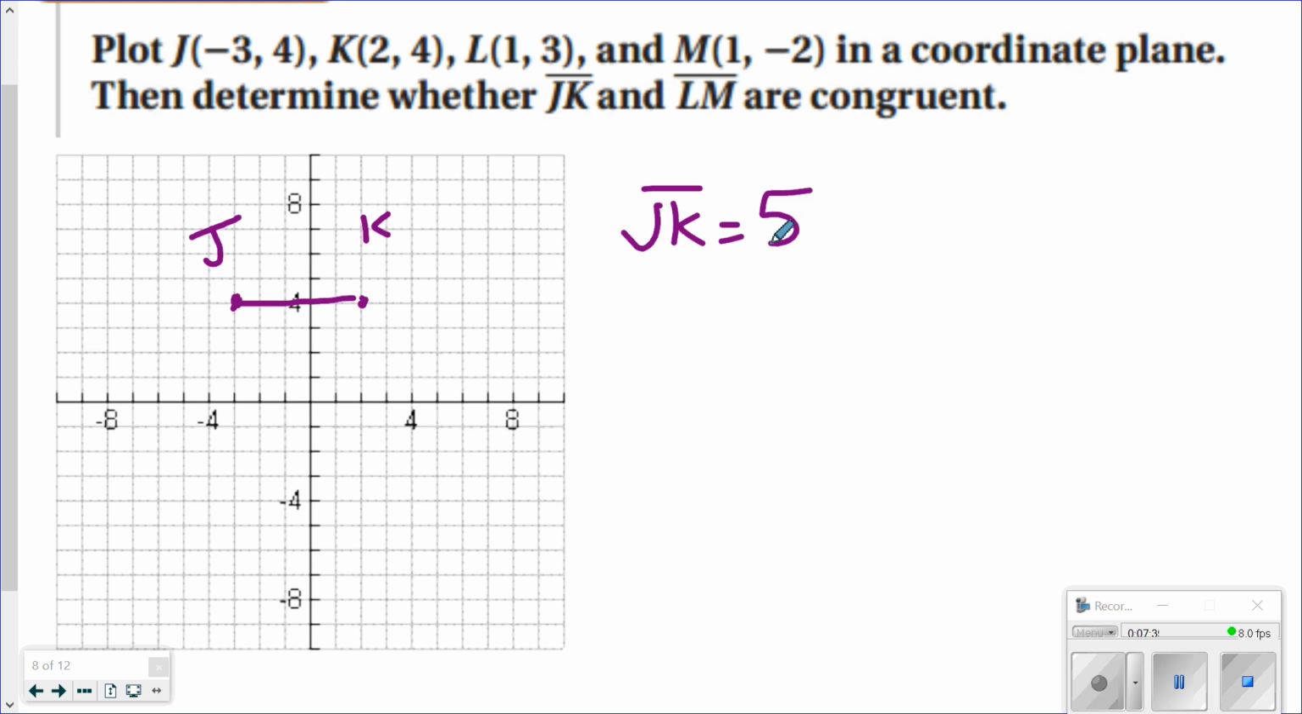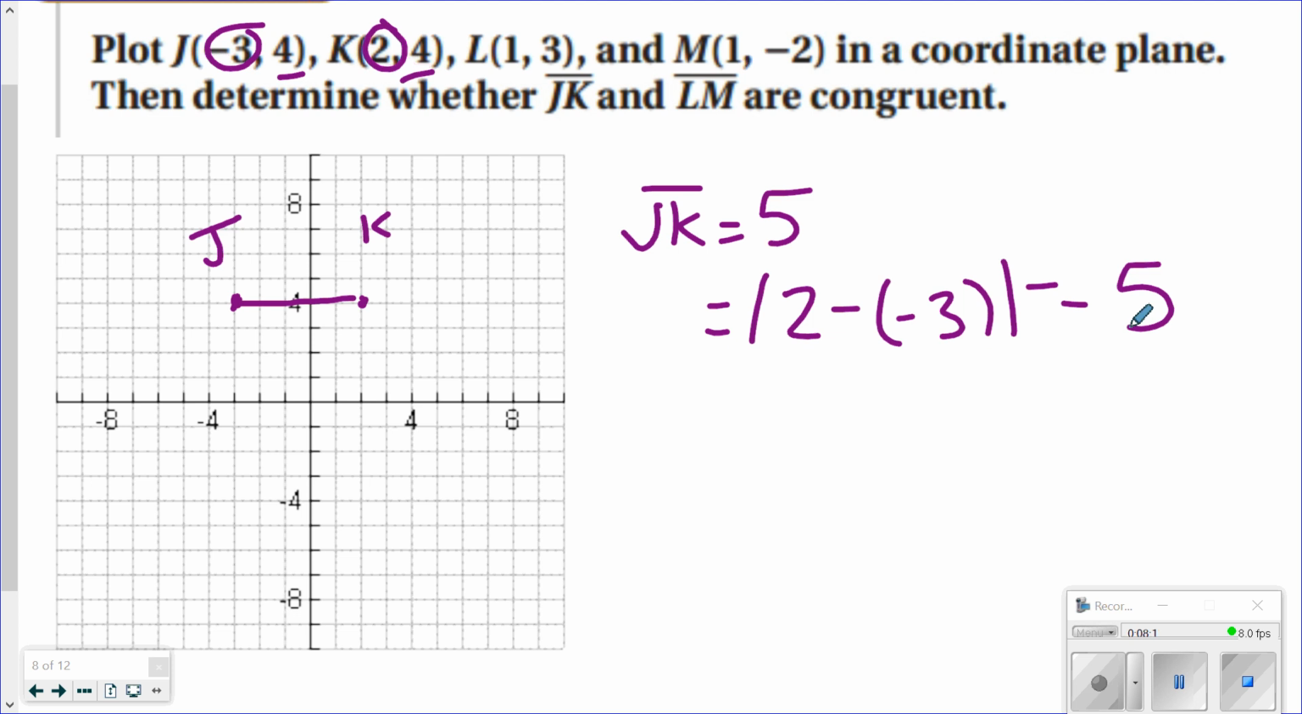We could have also figured this out for JK. If you look at the coordinates, we notice that the Y value does not change. So if I take my X values, I can find the distance by doing the absolute value of the X coordinates. So for example, the absolute value of 2 minus -3. I got that from this 2 and that -3. That equals 5. So if you want to double check, you can do it that way as well. I think it's easier just to count.